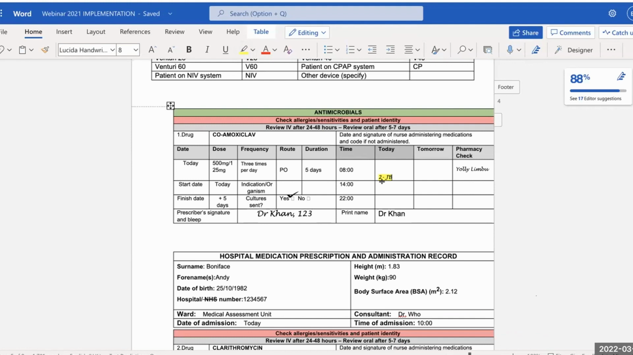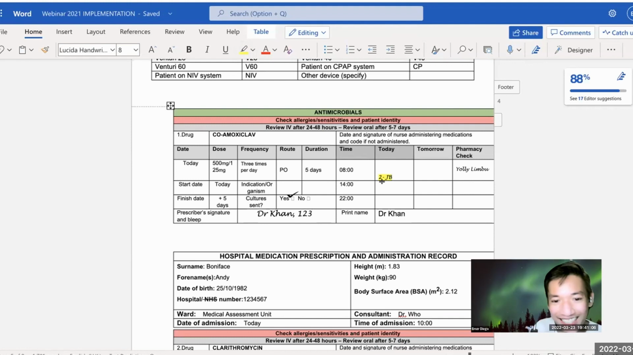Patient is allergic to penicillin. Well done. There you go. Thanks, Paulina. Co-amoxiclav contains penicillin. So remember that. Paulina said she will omit this and escalate in Datix.